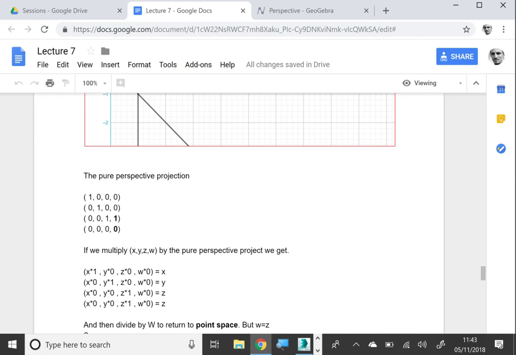Because this is the matrix. We want to multiply X, Y, Z by this matrix. When we multiply X, Y, Z by this matrix, we get this. So you get 2 ones in the Z column, nothing in the W column. What you get out from that is X, Y, Z, Z.